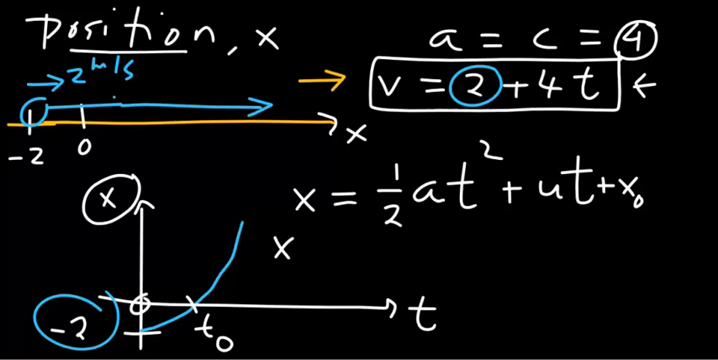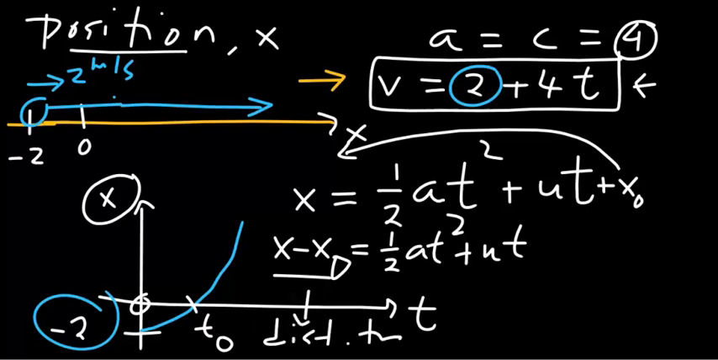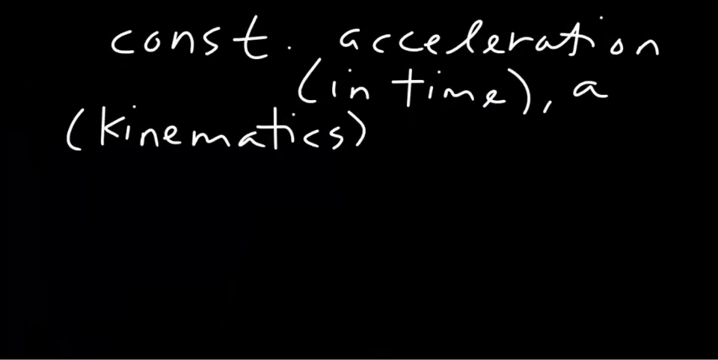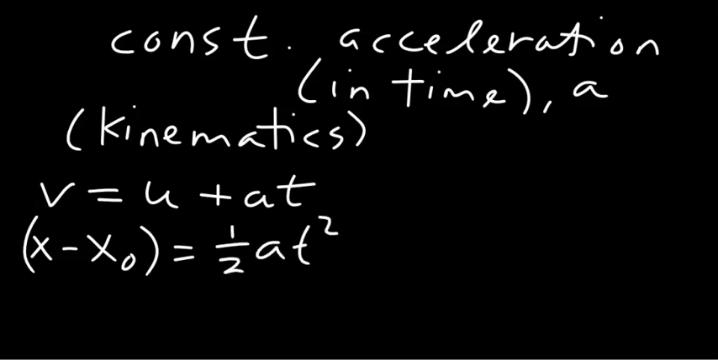Sometimes we can write the above equation in the following form: x minus x0. Take this x0 and bring it to the left, and the right side of this equation is simply half a t squared plus ut. And the left-hand side, x minus x0, is the distance traveled by that object in a given time, t seconds. So there we have it, the two equations. The first one is v equals u plus at. The second one is x minus x0 equals half at squared plus ut.